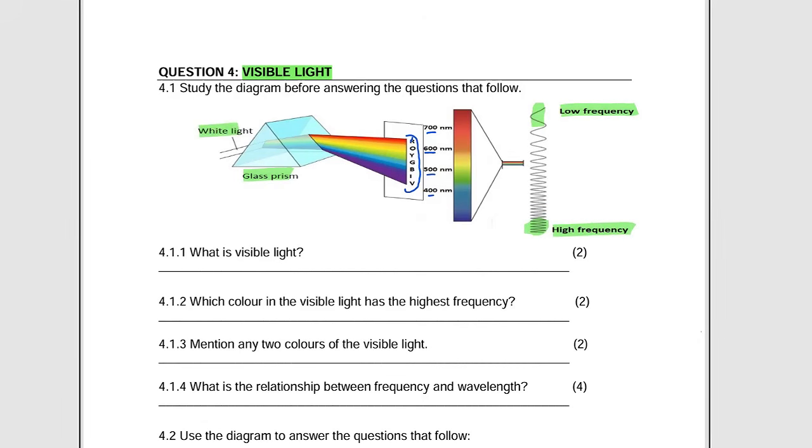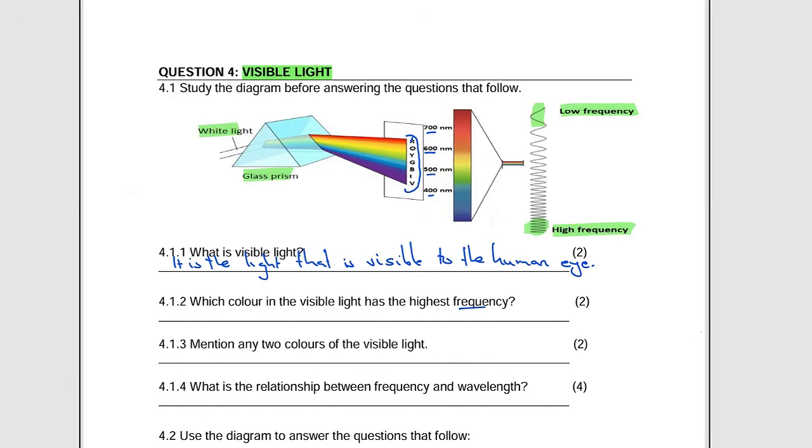It means the light that is visible to the human eye, like that. Okay. Then 4.1.2 is: which color in the visible light has the highest frequency, right?